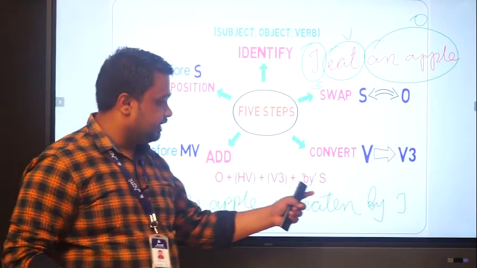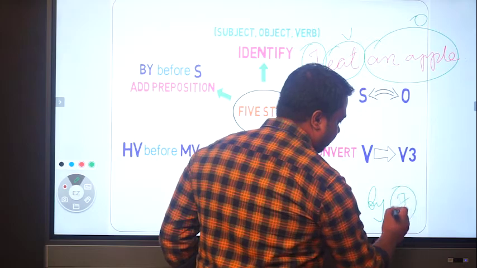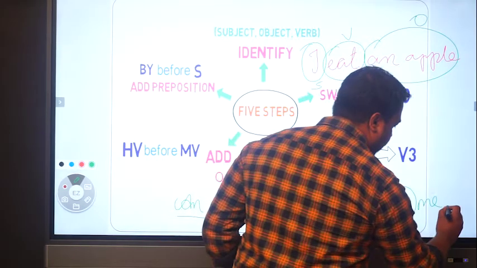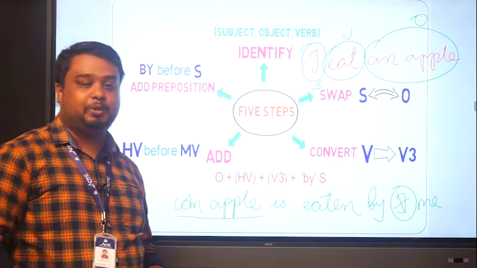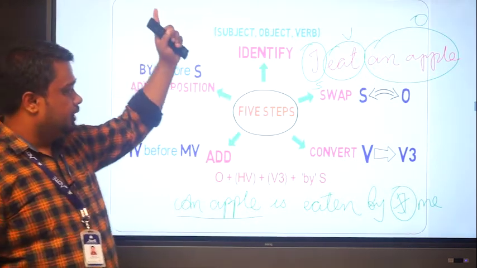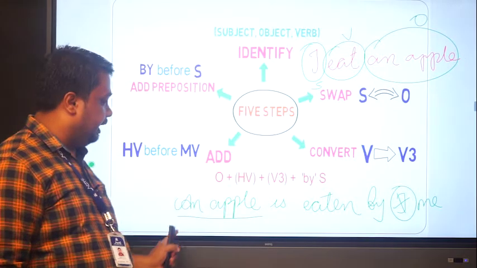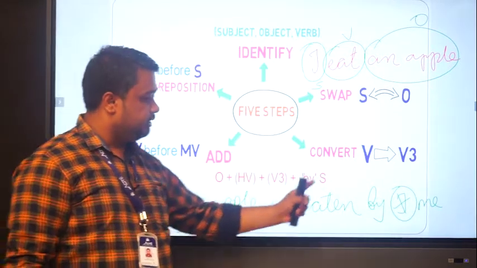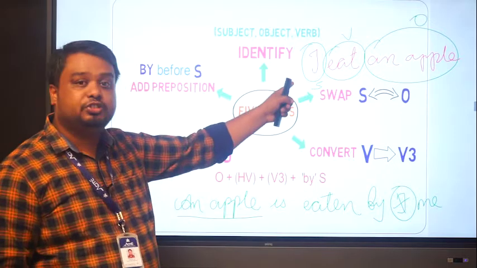An apple is eaten by I. Is it correct? No. It's wrong. You have to say me. Why? Because I is a personal pronoun. If it is a name, for example, Arun eats an apple. An apple is eaten by Arun. It remains the same. But the subject is a personal pronoun, right?